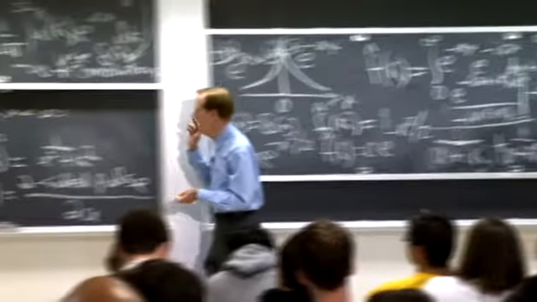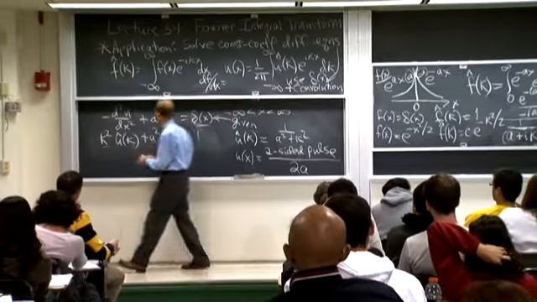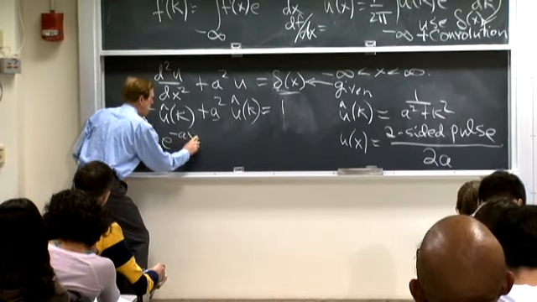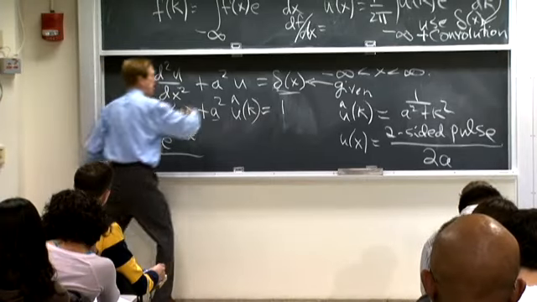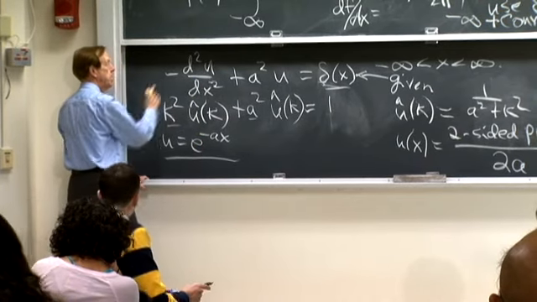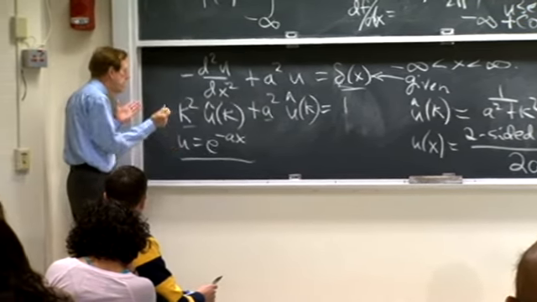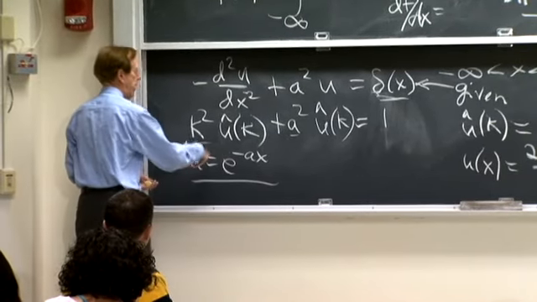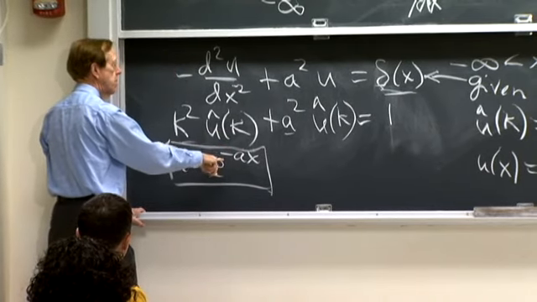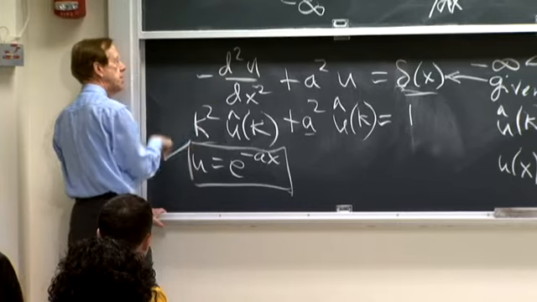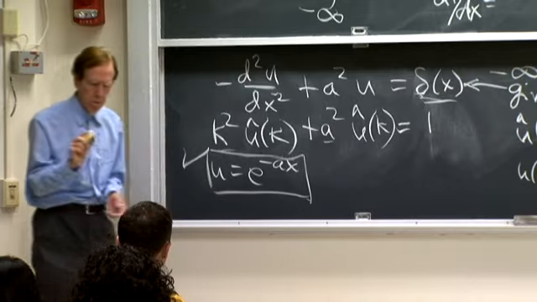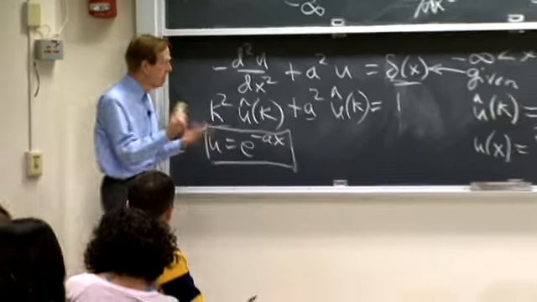I believe that if I plug in e to the minus ax or e to the x, either one, can I just check that, try u equal e to the minus ax? Put it in and just see that I get 0. Because two derivatives of this function bring down minus a twice, so that's a squared. So it's minus a squared plus a squared, works. And then, of course, the important point is x equals 0, where the spike is.